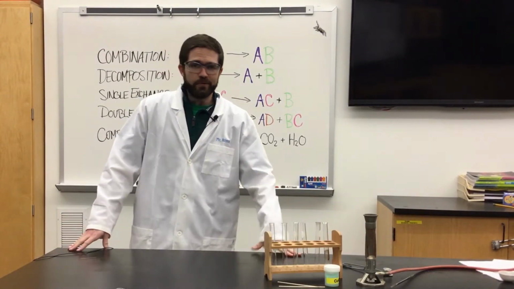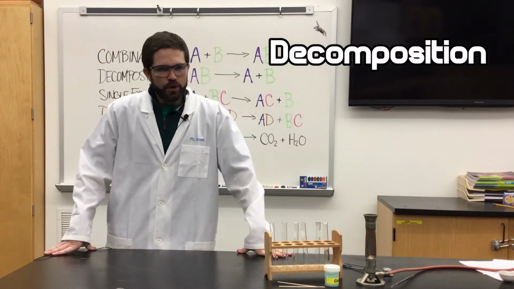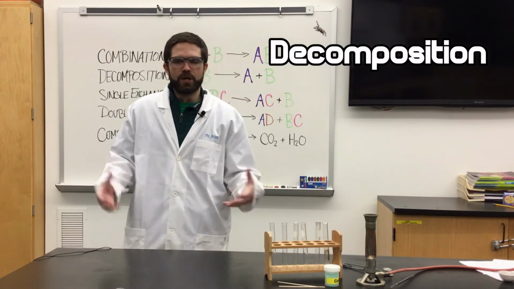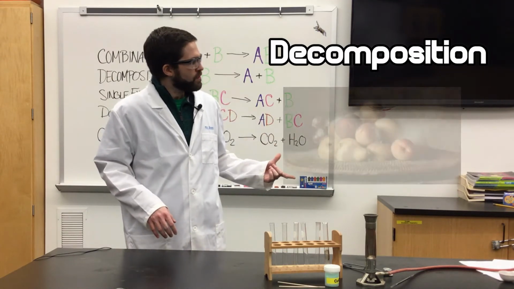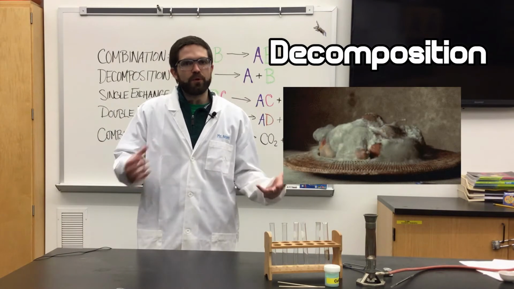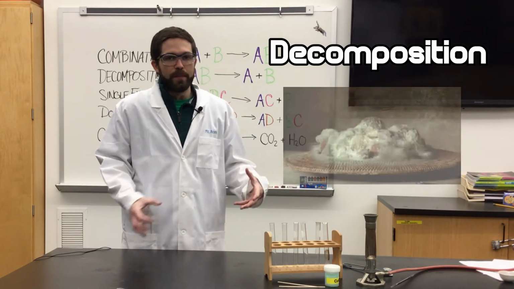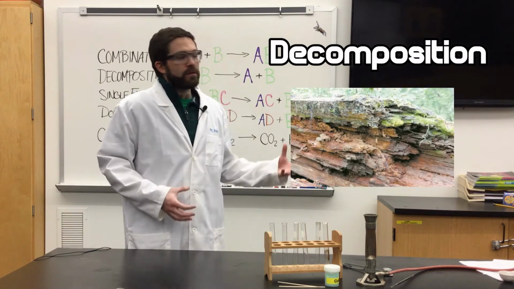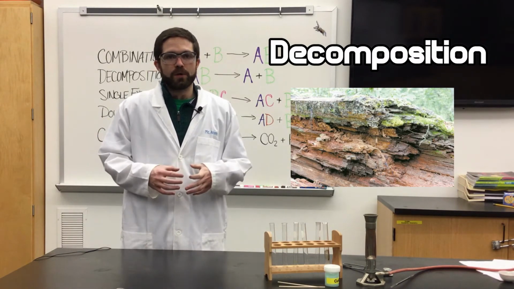So for our second reaction here, we're going to be looking at a decomposition reaction. You can probably guess what's going to happen in a decomposition reaction if you know what it means to decompose. To decompose means to break down, like fruit might rot and break down into simpler chemicals. Like a log in the forest might rot over time and break down into smaller parts.